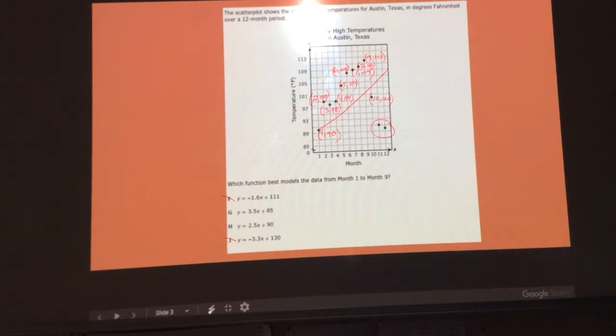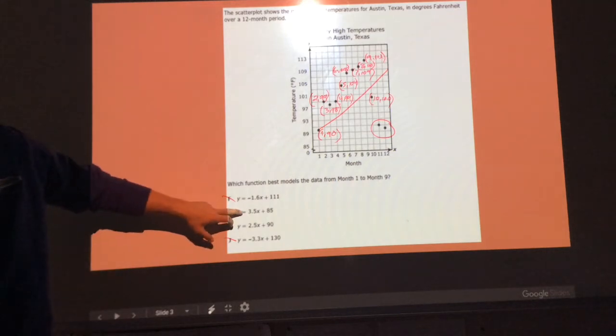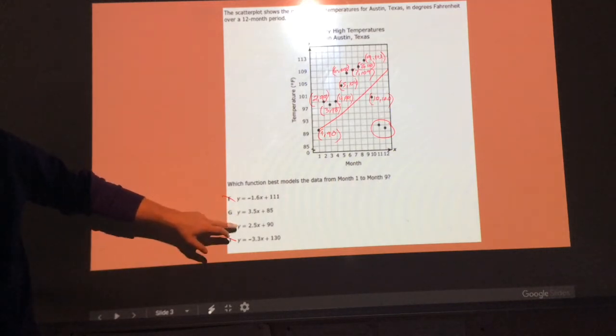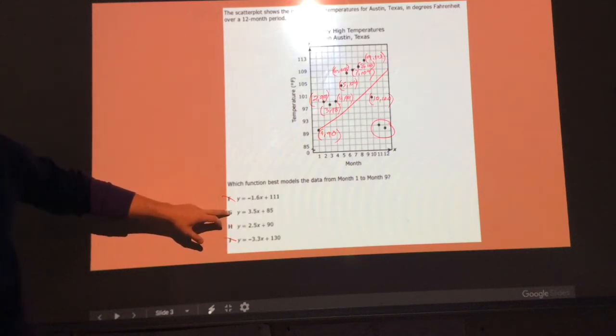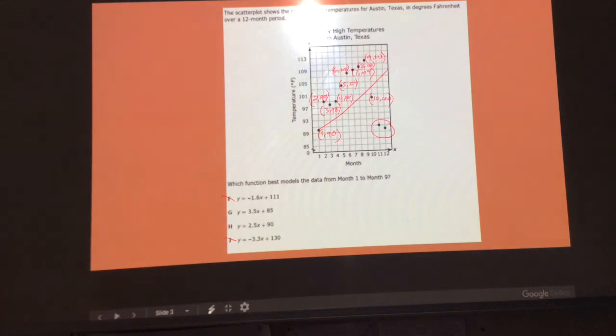So here's what I would do. I'm changing course of direction here. Go to your y equals. In y1 I want you to type in this one, and in y2 I want you to type in this one. So y1 is going to be g, y2 is going to be h. So y1 should be 3.5x plus 85. y2 should be 2.5x plus 90.